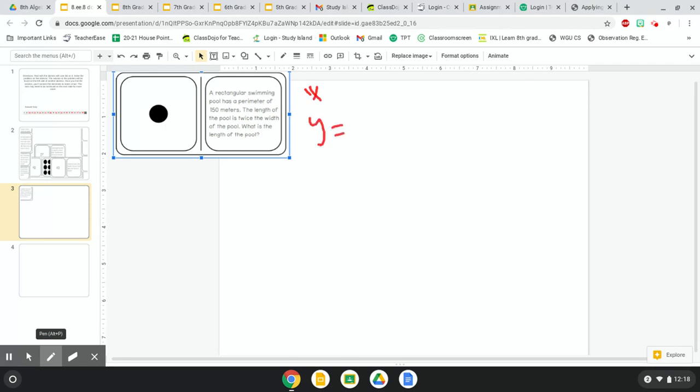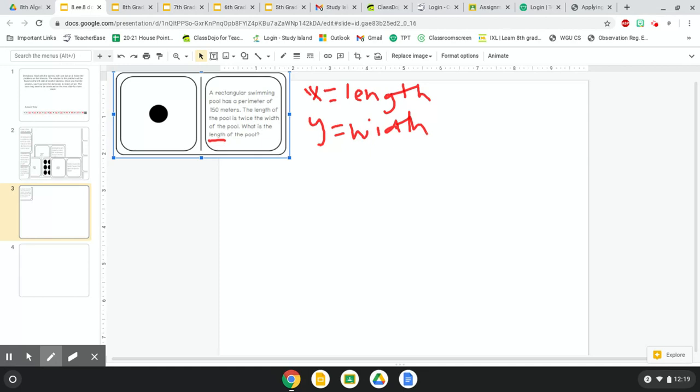I don't have my stylus, so I'm using my finger, so I apologize if it's a little sloppier today. When I read that question at the very bottom again, it says, what is the length of the pool? So I know that I don't know the length. So that's going to be one of my variables. It really doesn't matter which one as long as you keep it consistent. So I'm going to choose X as the length. If you choose Y, that's fine. And then the other unknown, obviously I'm just looking for the length, but I'm going to have two unknowns. So I have the width as my other unknown.